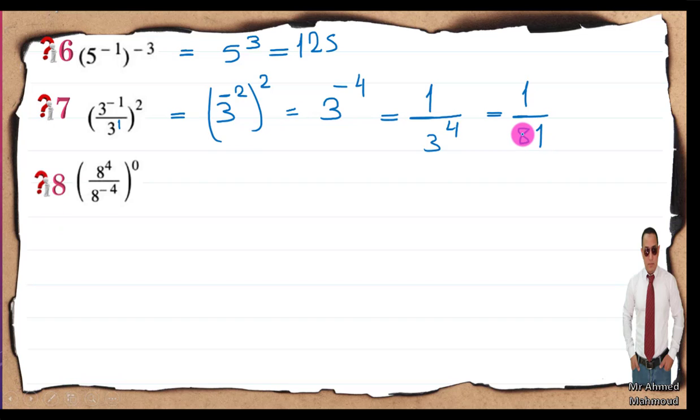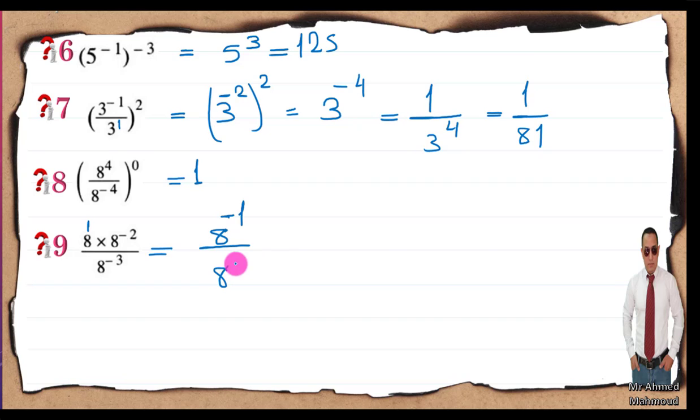Now number 8. 8 power 4 over 8 power negative 4, all to the power of 0. This is equal to 1. Number 9. I have two terms. The first term includes 8 and 8. The second term also includes 8. Now I'm going to collect the powers of the numerators. 8 power 1 times 8 power negative 2. 1 plus negative 2 equals negative 1. So it is 8 power negative 1 over 8 power negative 3. The first step, I add the powers 1 plus negative 2. The second step, I write down 8, and negative 1 minus negative 3 equals positive 2. 8 power of 2 equals 64.